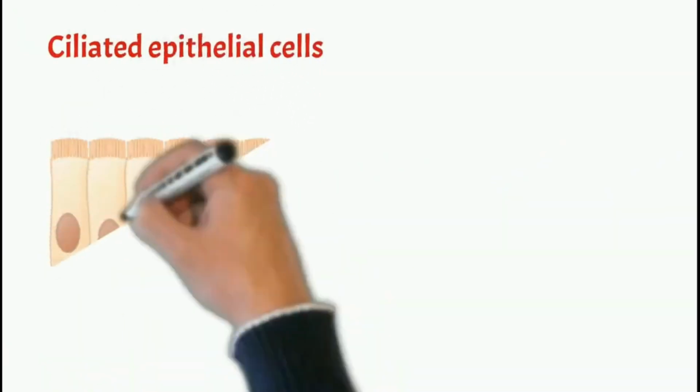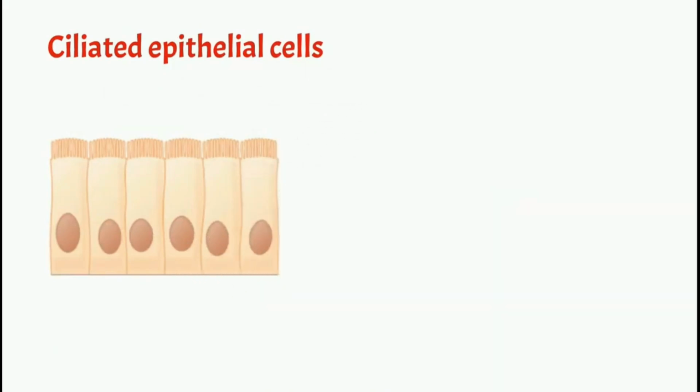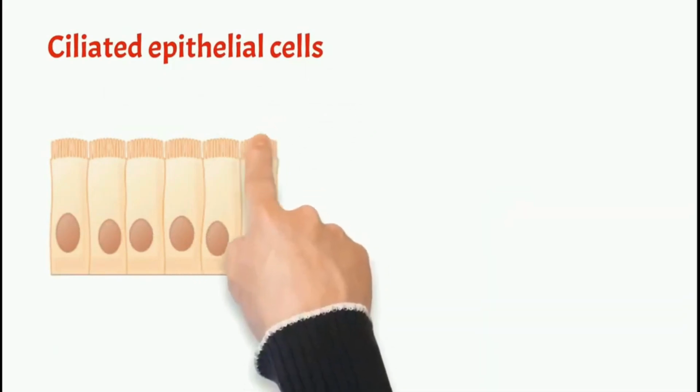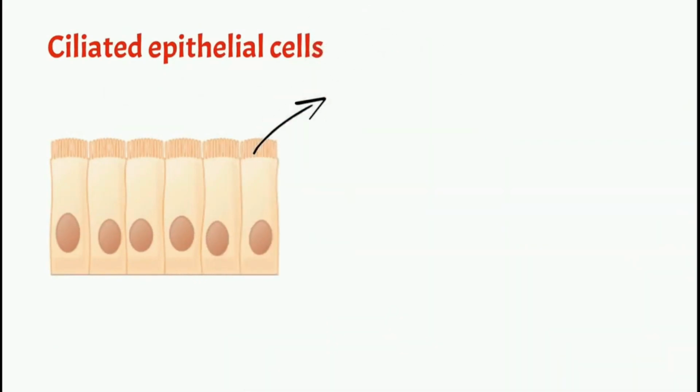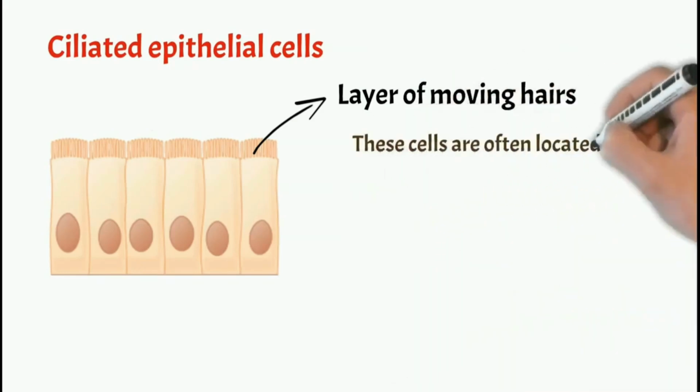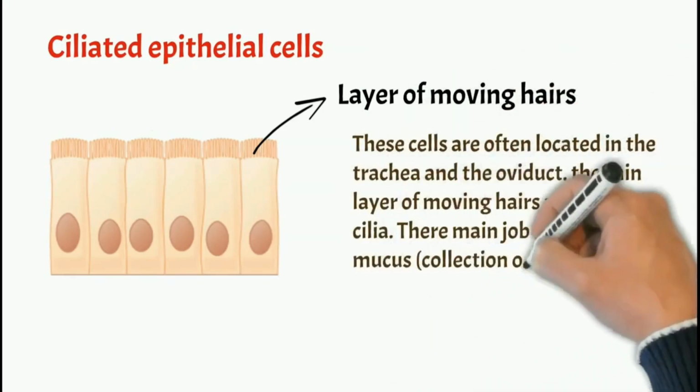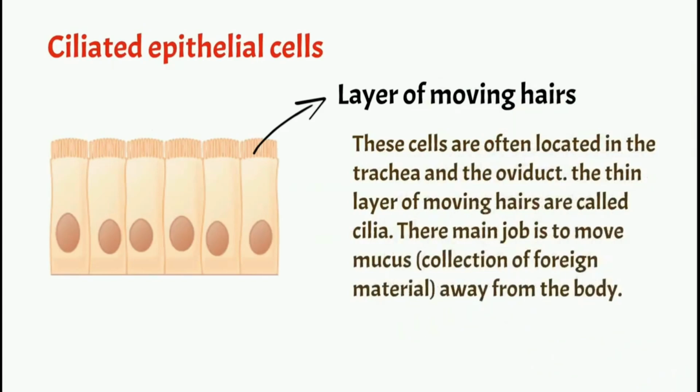Finally, we will talk about the ciliated epithelial cells. Essentially, the ciliated epithelial cells have one main feature. This is the layer of moving hairs. This helps move dirt and other objects away from important parts of the body. These cells are often located in the trachea and the oviduct. The thin layer of moving hairs are called cilia. Their main job is to move mucus, so a collection of foreign material, away from the body.